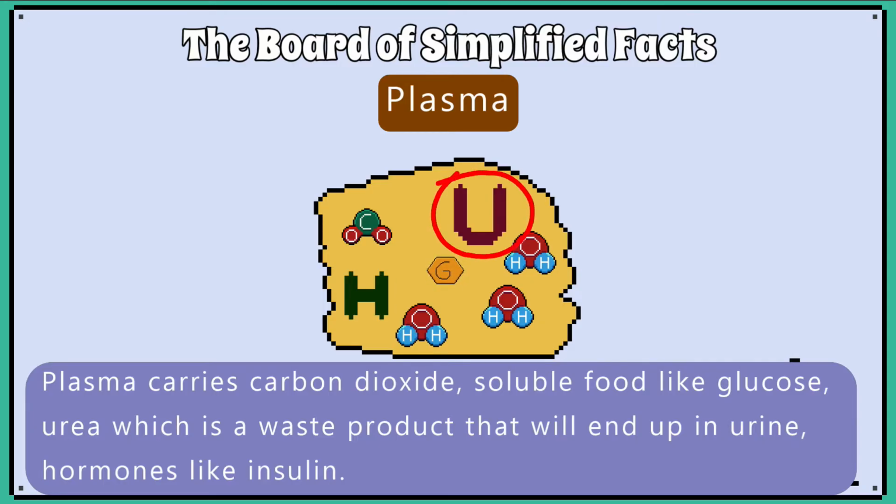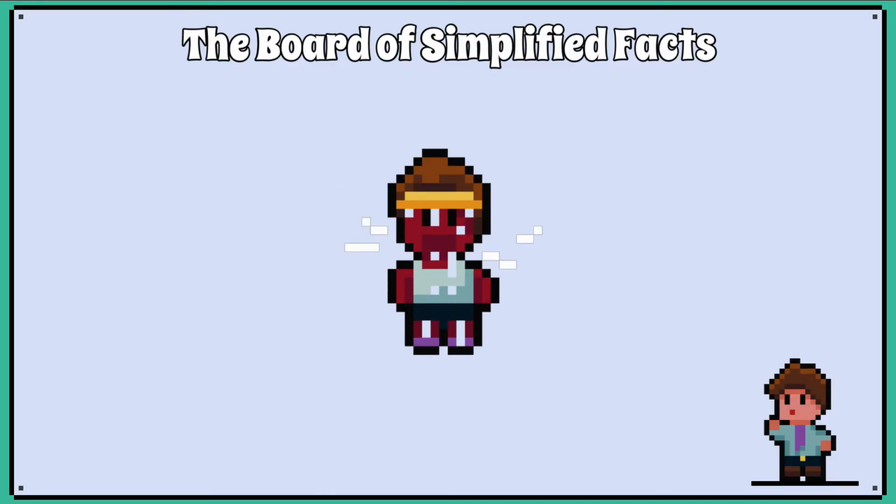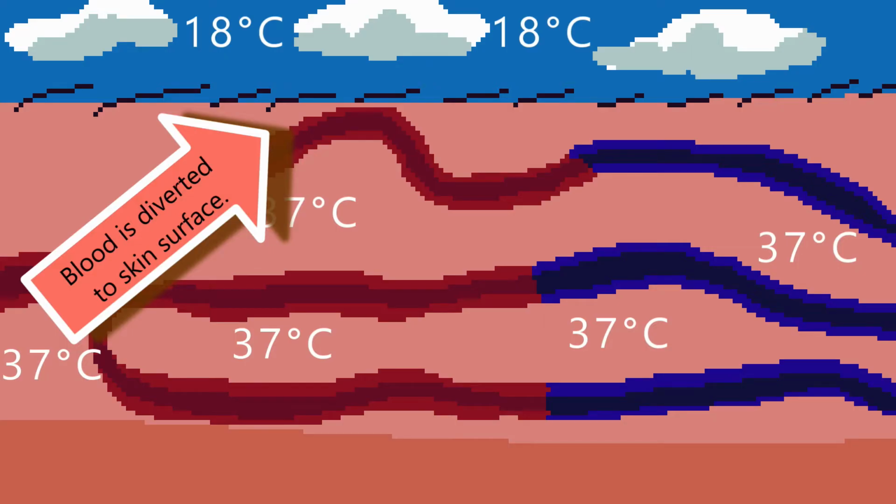Finally, the plasma, which is made mostly of water, carries carbon dioxide, soluble food like glucose, urea, which is a waste product that will end up in urine, hormones like insulin, and finally helps to distribute heat around the body. When you get hot, your skin turns red, as blood is diverted to the surface so heat can be transferred to the environment more easily and help the body to cool down.